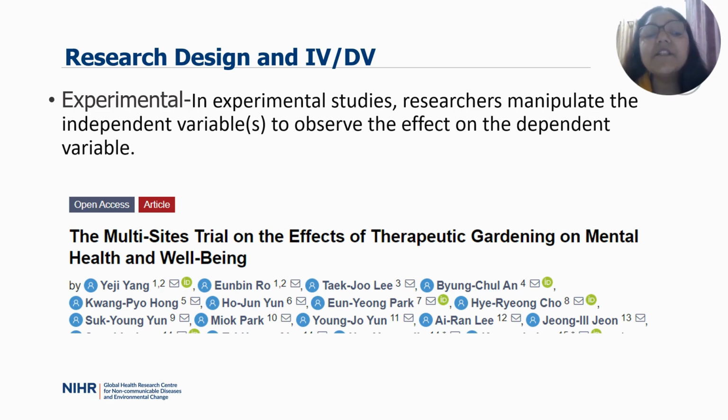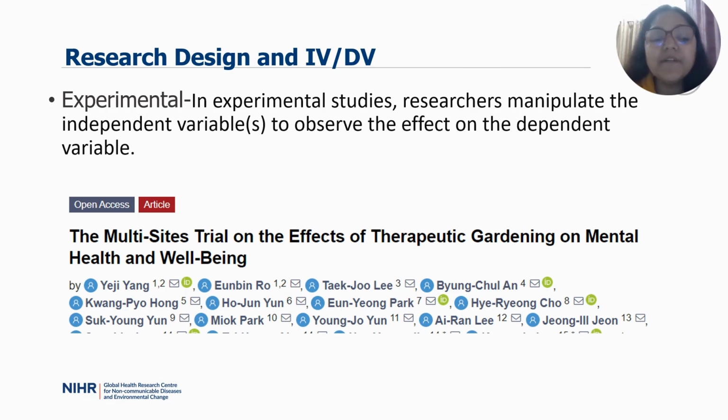The research design can also determine whether we would like to study the association between the independent and the dependent variable as a causation or a mere association. Experimental design or experimental studies allow you to manipulate the independent variable to observe the effects on the dependent variable.